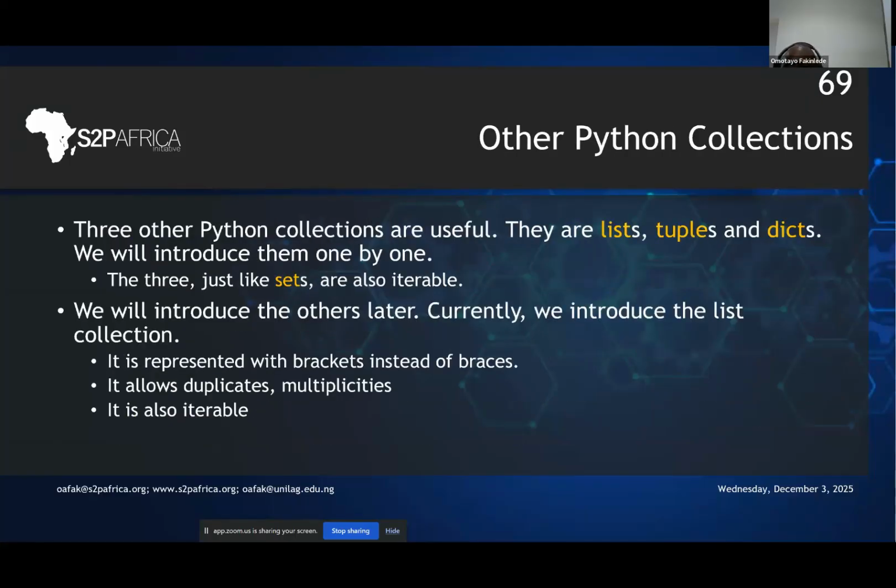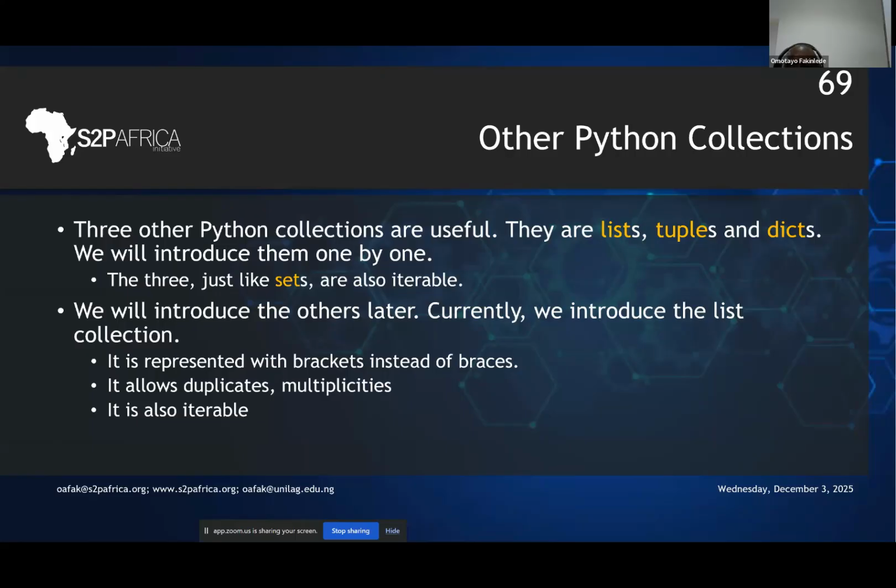Three other Python collections are useful. They are lists, tuples, and dicts. All of them are also iterables. They are not sets, so set is not the only game in town. There are other things other than sets. We will introduce them one by one. The three, just like sets, are also iterable. We will introduce the others later.